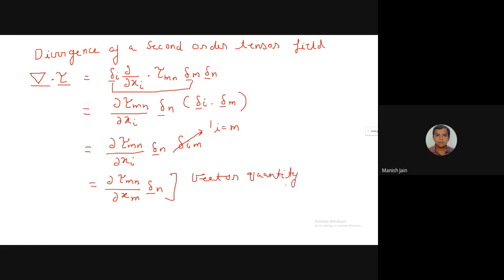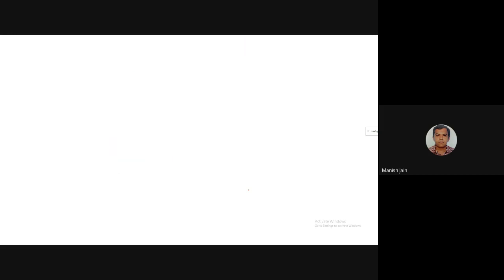The curl of a second order tensor quantity is possible, but you will not find such an operation in transport phenomena. You may find this operation in electrical engineering, in electricity, but in transport phenomena we don't have the curl of a second order tensor quantity.